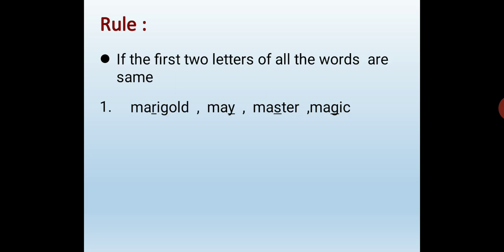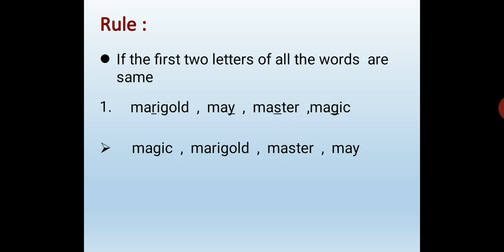Now tell me, which letter comes first in the sequence? G, then R, then S and then Y. Okay. Now tell me, what is the first word of the answer? Magic, then marigold, then master and then May. Let's see the answer. Magic, marigold, master and May.